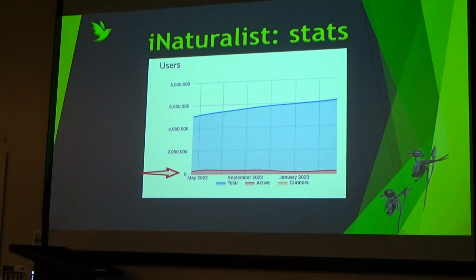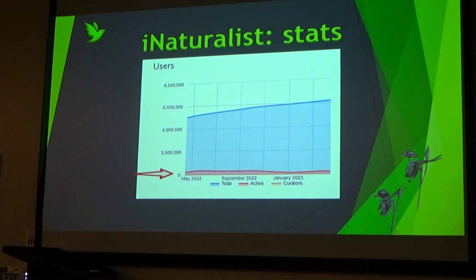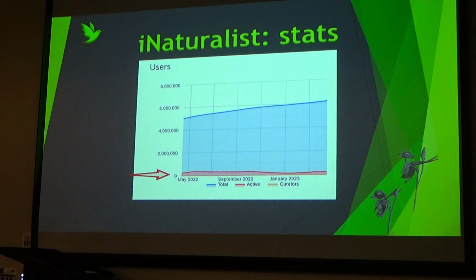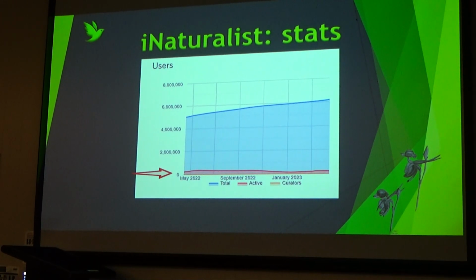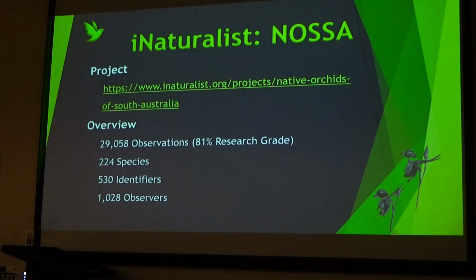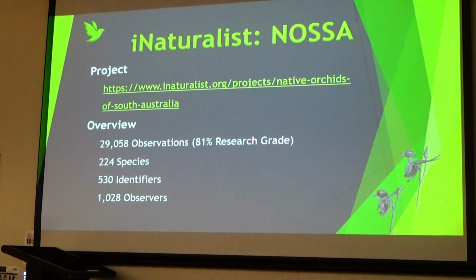One of the big issues with iNaturalist, and this is why we're partly giving some of this talk, is that a lot of people join up, but then they don't do anything with it. So that big blue area, it's that red area down the bottom is where the active people are. And we want to get people out of the blue area into that red area to be more active on that.